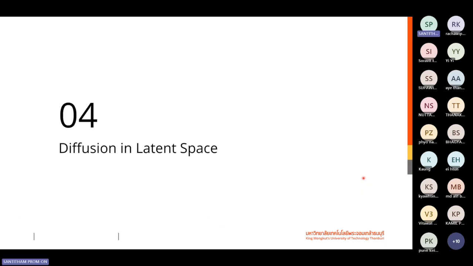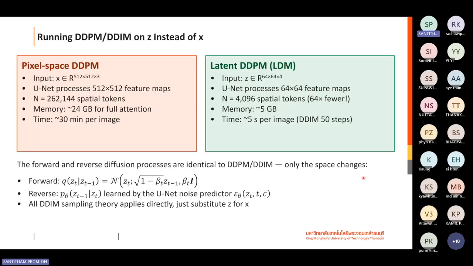All right, let's then look at the diffusion in the latent space. In the pixel-based model, the input is real valued, of size 512 by 512 by 3, right? And the UNet has to process 512 by 512 feature maps. While in the latent LDM here, the latent vector is real valued, of 64 by 64 by 4, right? And the UNet would be 64 by 64. Comparing the number of nodes, they are quite different, in terms of memory and in terms of time to process.